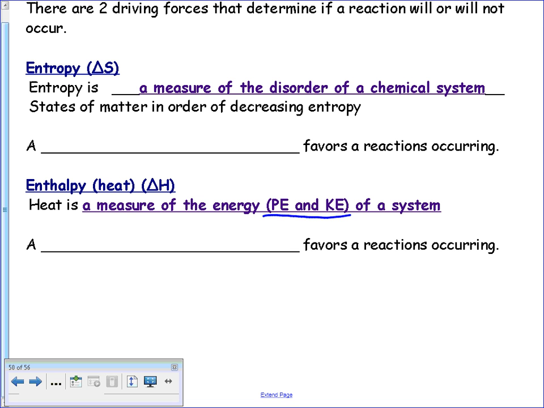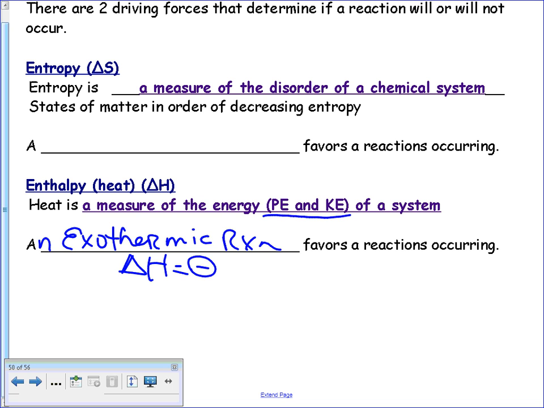Chemicals are the same way. If they have a lot of pent-up energy inside of them, they're really stressed out too. So they prefer to release their energy, and they come to a happier, calmer, namaste place, okay? Just like we do. So when I said release energy, does that say endo or exothermic reactions? Exo, okay? So an exothermic reaction, so delta H is negative, favors the reaction happening. That actually is going to happen.